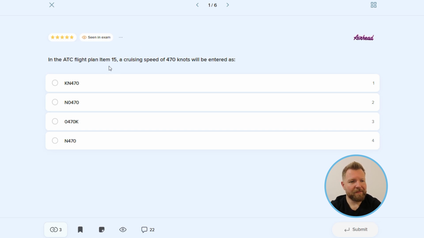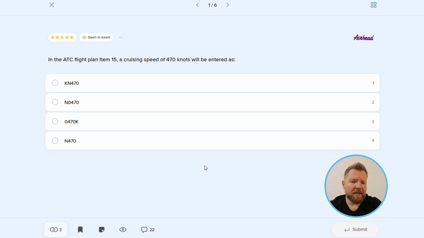Question number 1. In the ATC Flight Plan, item 15, a cruising speed of 470 knots will be entered as Kilo November 470, November 0470, 0470 Kilo, or November 470.